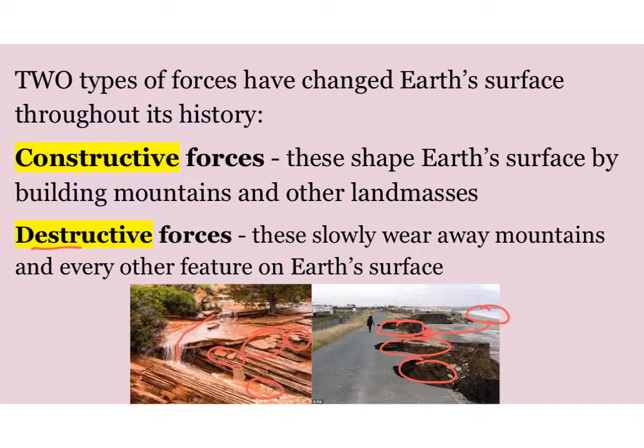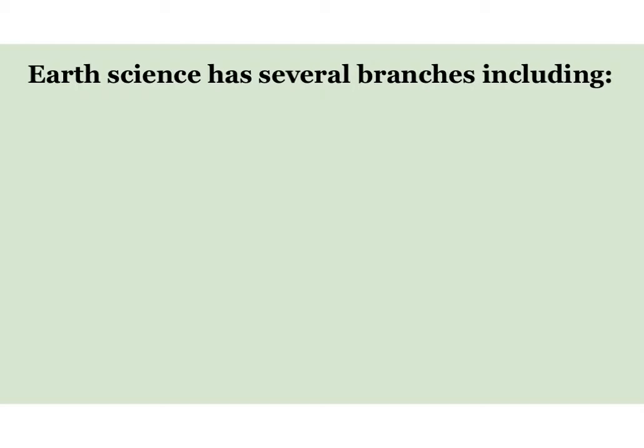And the last thing that we're going to talk about today is the different branches or categories of earth science. So when we say a branch, all we're talking about is if earth science is a big category, then you've got all these different branches or different categories, right, X, Y, Z, of earth science.